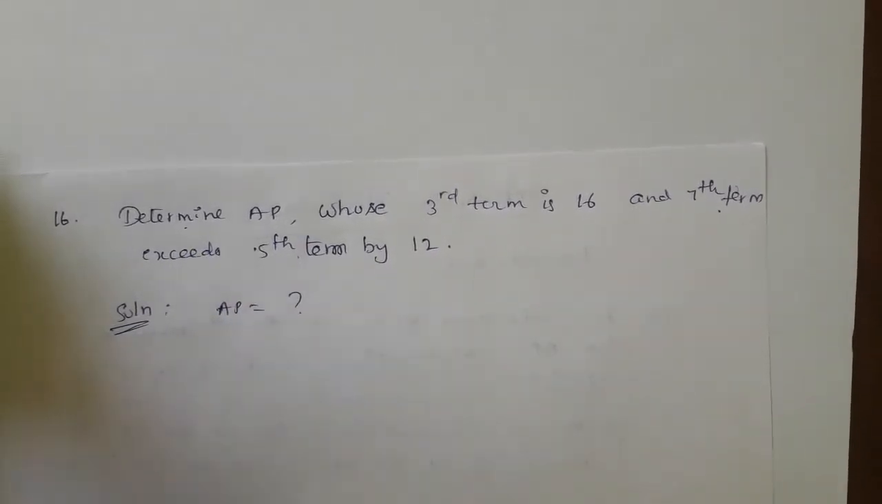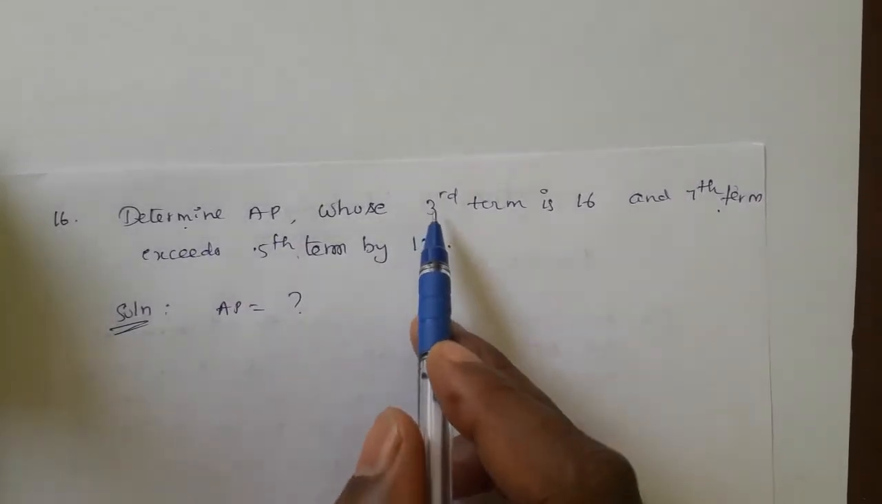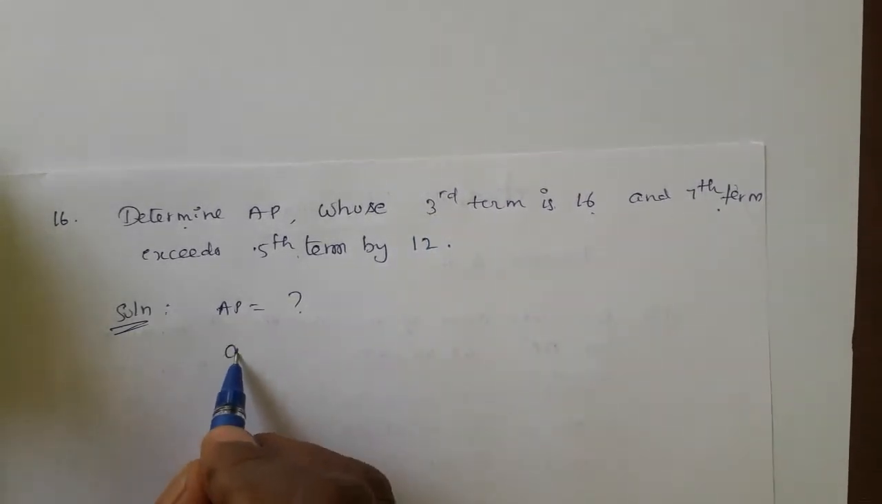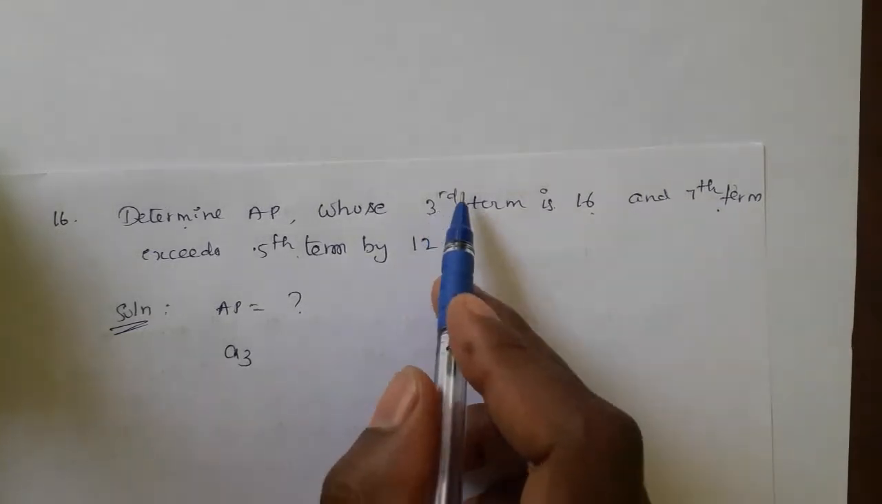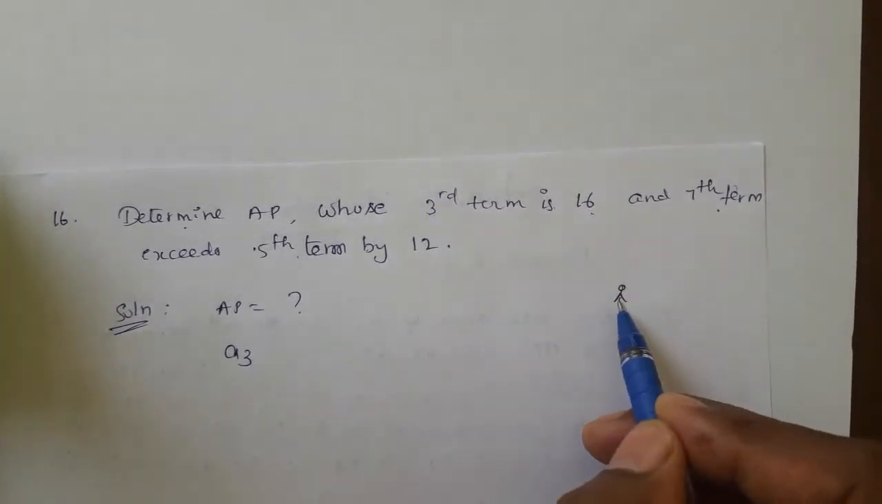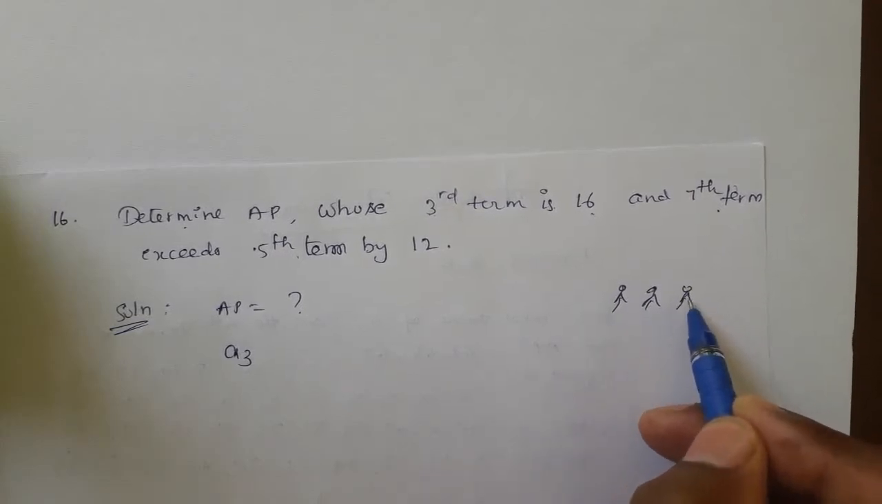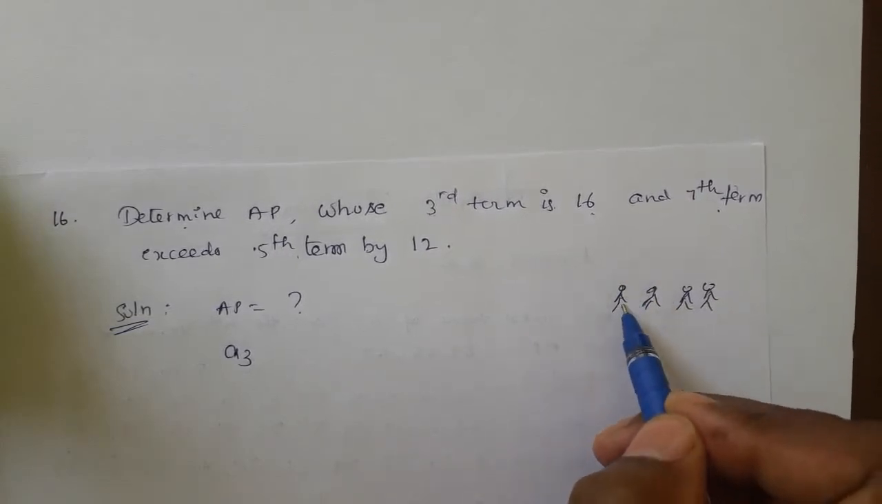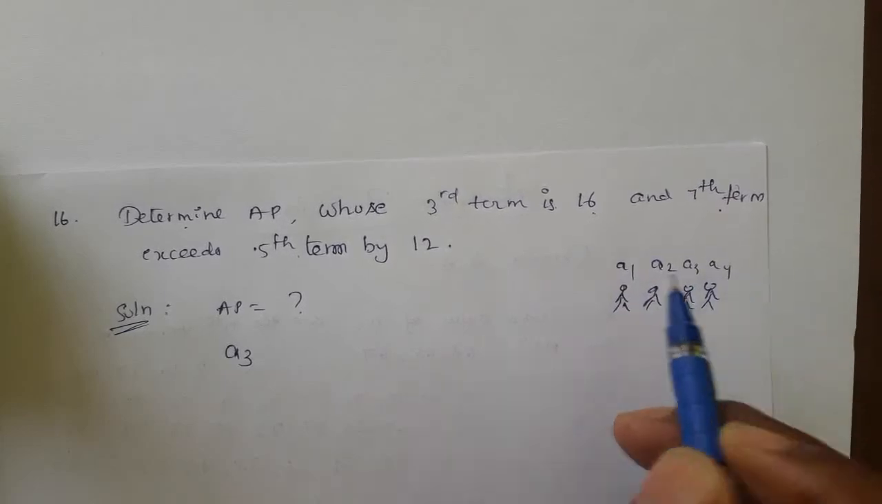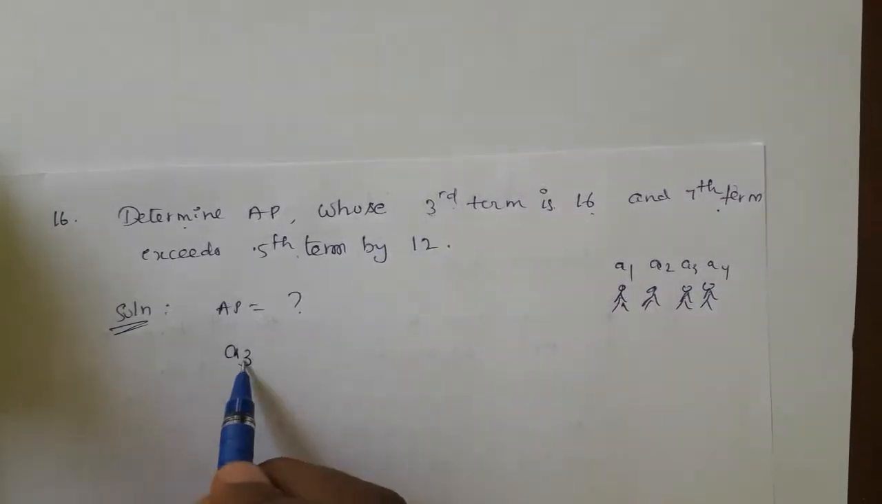AP is the unknown. Progression is unknown. The third term is 16. We know that the third term is written as A3. The third term means the third position, the sitting number, like a roll number. If 3 or 4 persons are standing, the first person is called A1, the second person is A2, A3, A4. Like here also, the third term means A3.